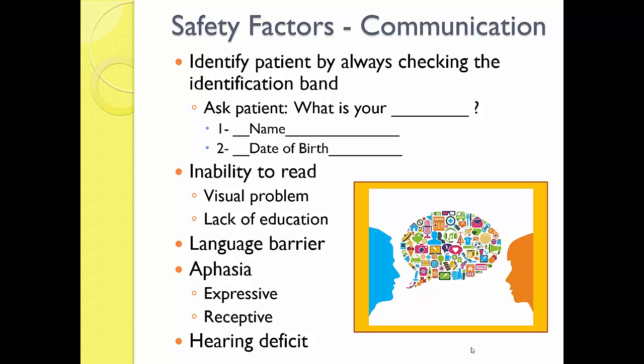We also want to know, if a patient has an inability to read, is it a visual problem, or maybe a lack of education? Is there a language barrier? That can put safety at risk very much so, because if I'm communicating health information to the patient and there's a language barrier, they're not understanding what's going on with their health, so that's a safety risk. Aphasia means difficulty either expressing a message or receiving it. With expressive aphasia, the patient may not be able to tell us what they need or what's going on. With receptive aphasia, they can verbalize, but if I'm giving them a message, they're not able to understand or receive that. And patients who have hearing deficits can also have a lack of communication.